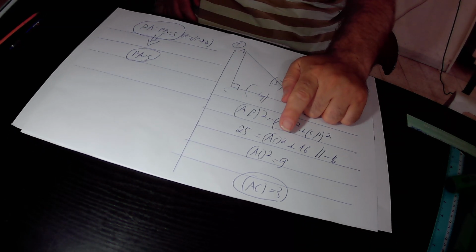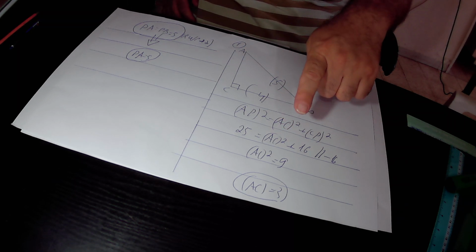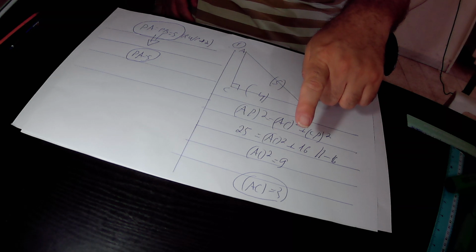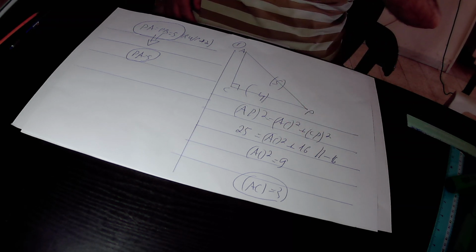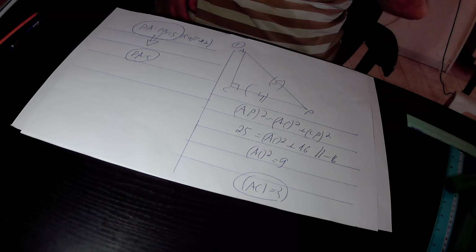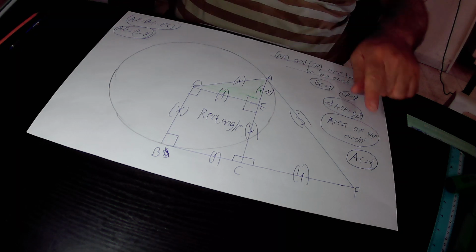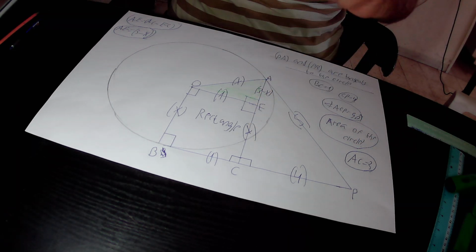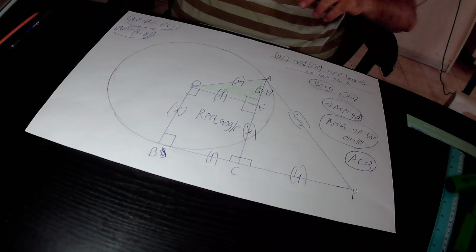Here we took the root of this equation and found that the missing side AC is equal to the square root of 9, that's actually 3. The square root of 9 is 3, so AC equals 3 units in its length. This side AC equals 3 units in its length.